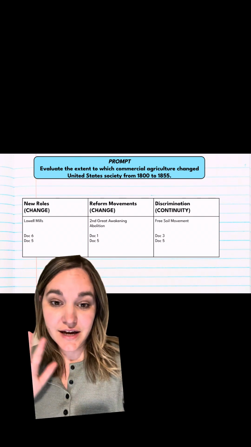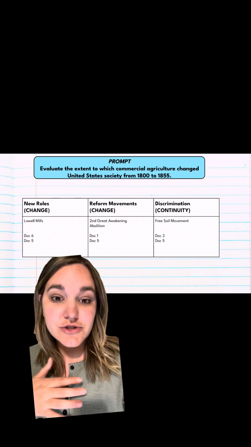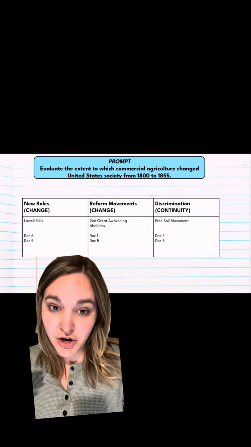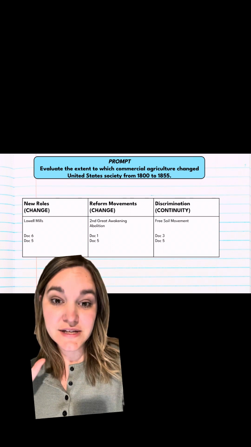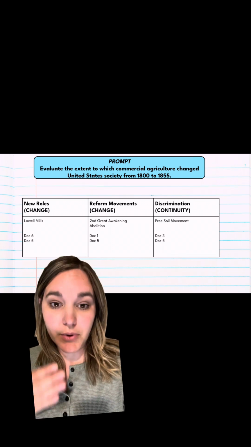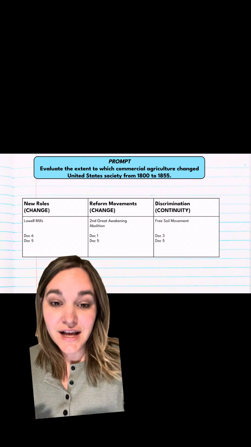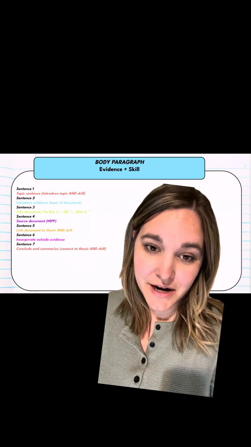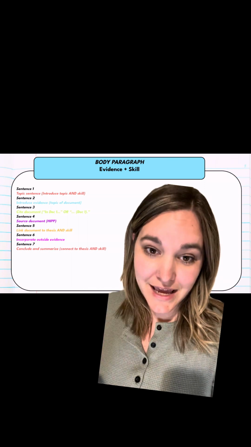If your essay prompt is about causation, make sure that you are addressing causes and effects, or you're ranking the causes or the effects in order of their importance. If it is continuity and change, address both continuities and changes. Doing this is going to ensure that you get the complexity point. In your body paragraph, you want to address evidence and skill.